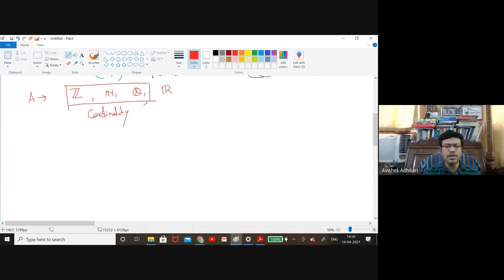Cardinality. Then you will be able to find that these sets are similar kinds of things, and this set is suddenly different. In that respect, we'll say that the cardinality of R is more than the cardinality of Q, and hence the cardinality of Q is strictly less than the cardinality of R. But all these sets do have similar cardinality.